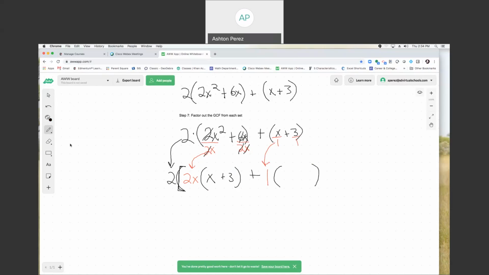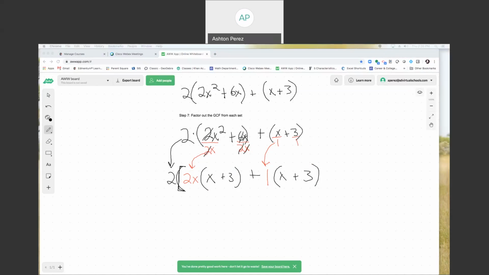Now, remember, anything divided by 1, like 100 divided by 1, or -5 divided by 1, is itself. So 100 divided by 1 is 100. -5 divided by 1 is -5. The reason why I'm saying this is because x divided by 1 is still x, and 3 divided by 1 is still 3.